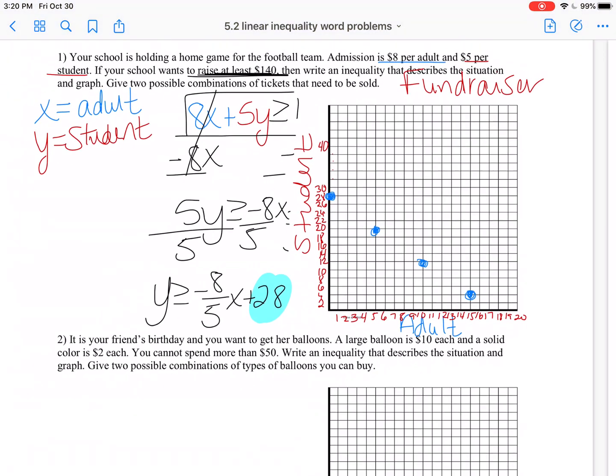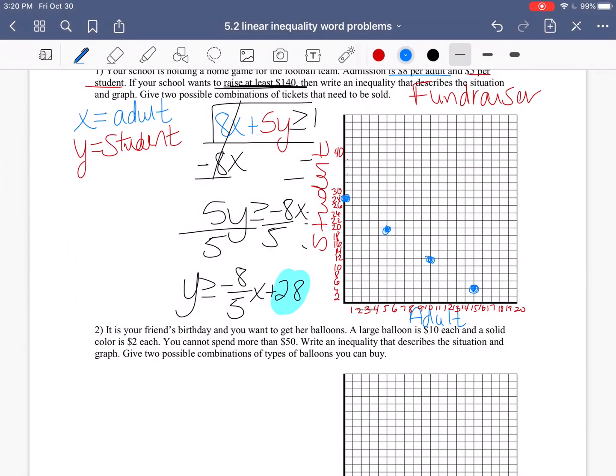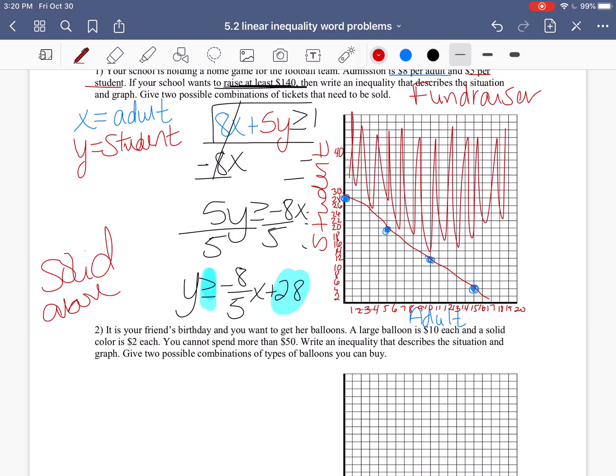We have an inequality here, so I'm looking at what my inequality sign is. It is greater than or equal to. So hopefully you guys remember that's a solid line. And you shade above because it's greater than. So this whole part is the solution.